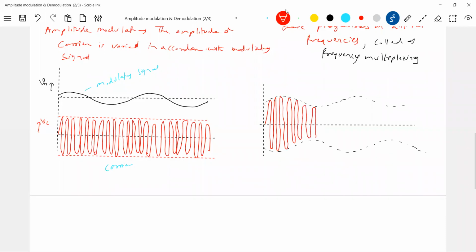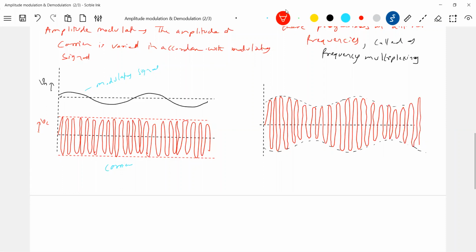Look at the amplitude now, how it is varying. It is varying as that of the modulating signal. No? Look at the envelope. What is the envelope? The dotted line is called the envelope. Upper envelope, lower envelope. Earlier, the amplitude of the carrier was constant. So now the amplitude of the carrier is varying according to the modulating signal. So this is called an amplitude modulated wave. All these are with respect to time.